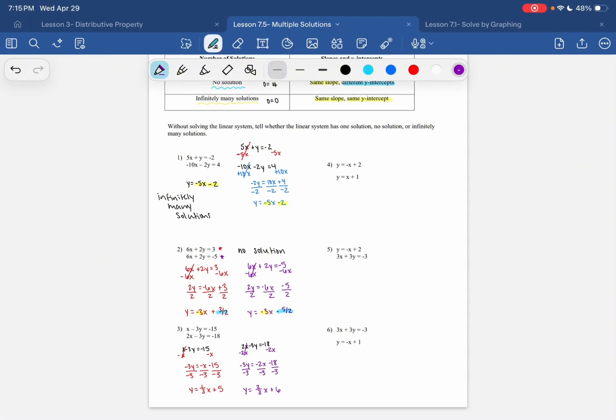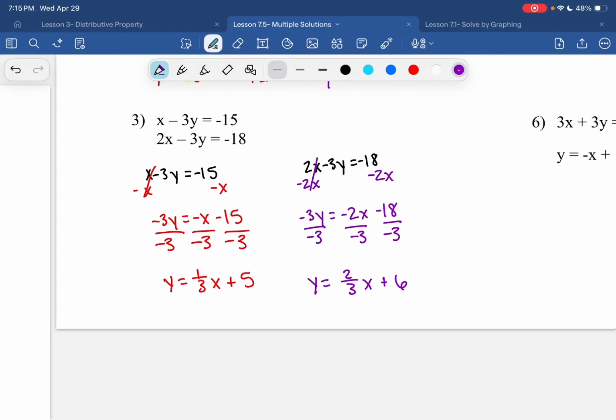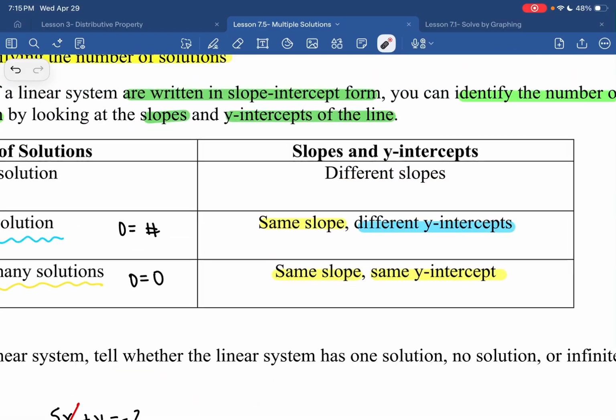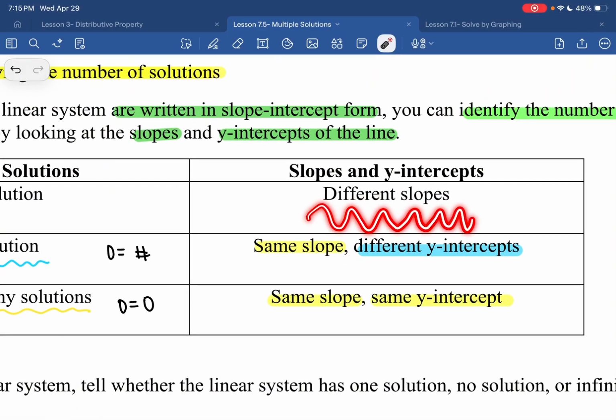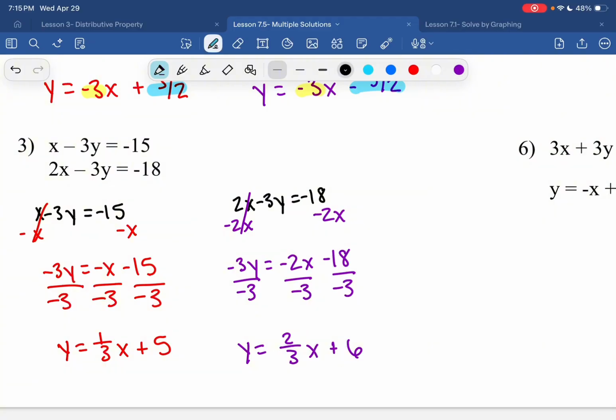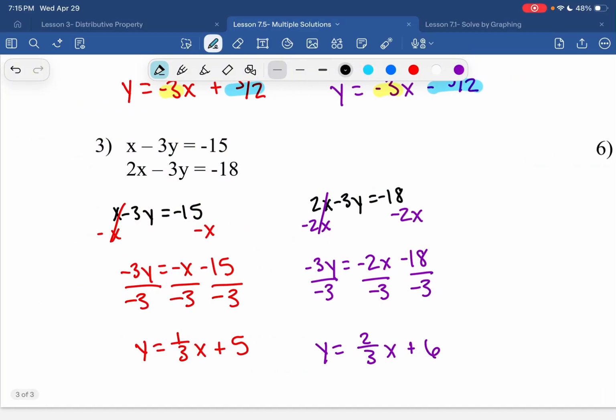Okay, so let's see. For the first equation, my slope is 1 over 3. My second one is 2 over 3. For my first equation, my y-intercept was 5. And my second one, my y-intercept was 6. So they have different slopes. So then this one, number 3, the answer would be 1 solution.